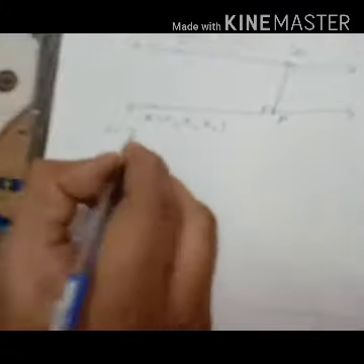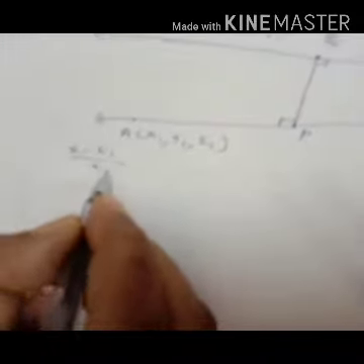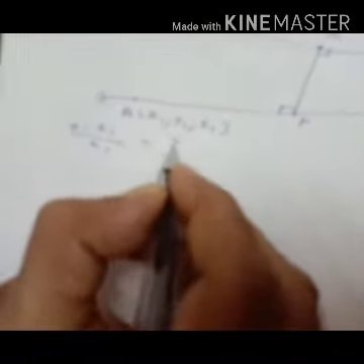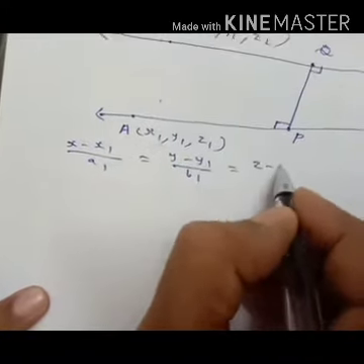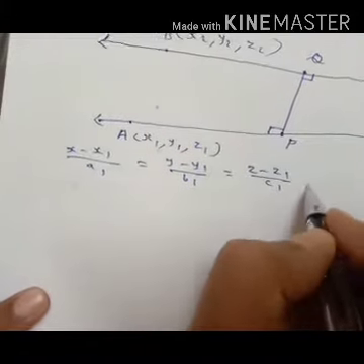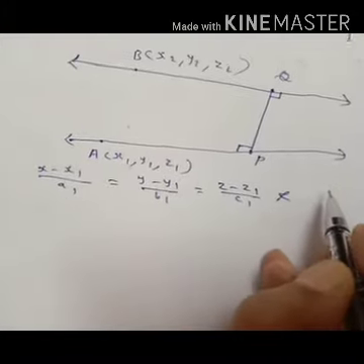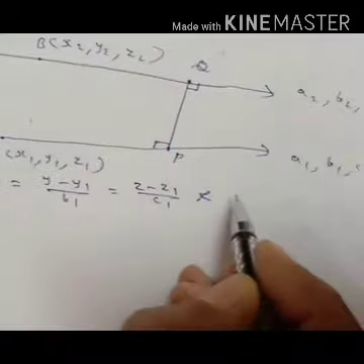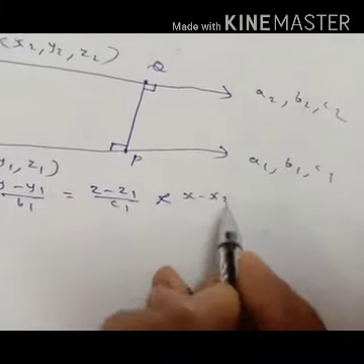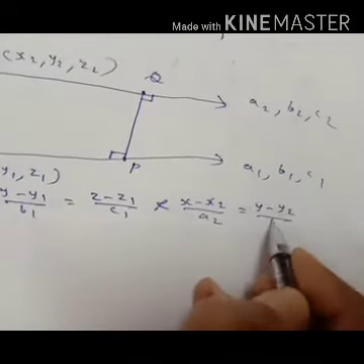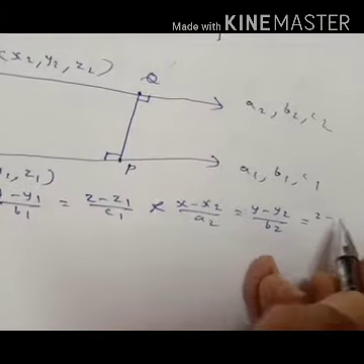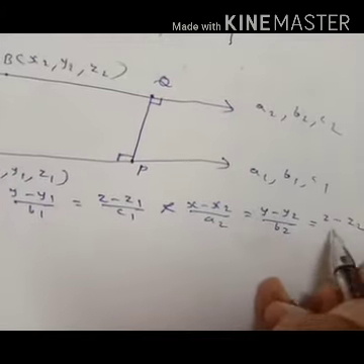So the equations of the two lines in Cartesian form: x minus x1 upon a1 equal to y minus y1 upon b1 equal to z minus z1 upon c1. The equation of the other line passing through point B: x minus x2 upon a2 equal to y minus y2 upon b2 equal to z minus z2 upon c2.